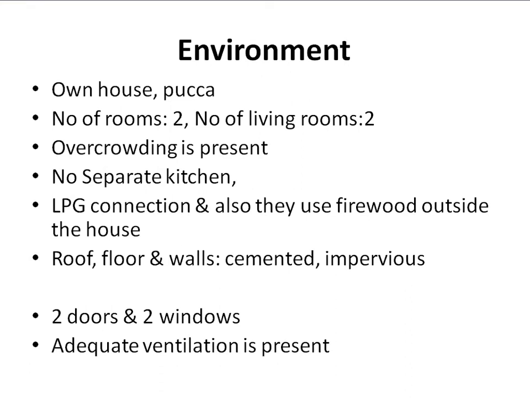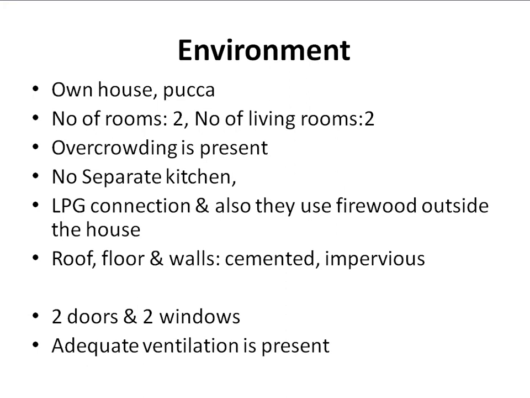So again, you might be asked, what are the implications when there is no separate kitchen? The most important thing is there might be indoor air pollution due to heat. Next, we need to see what type of fuel they use for cooking. It is good to see that they have an LPG connection and use LPG gas within their home. They also use firewood outside, within their compound, sometimes to cook and to heat water and other things.